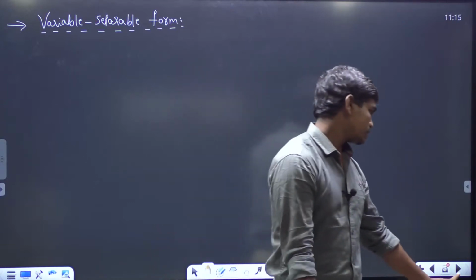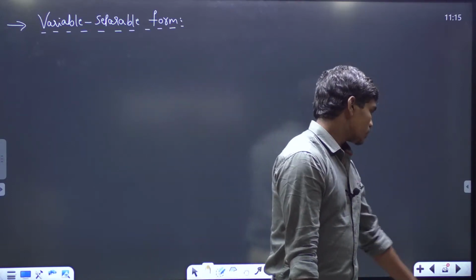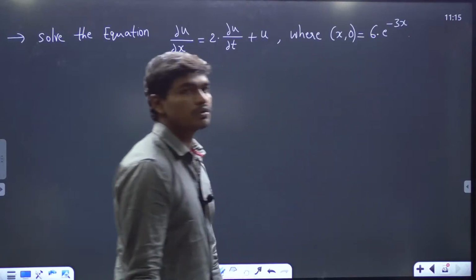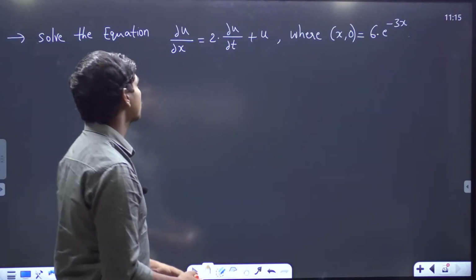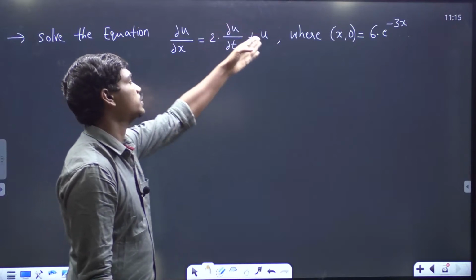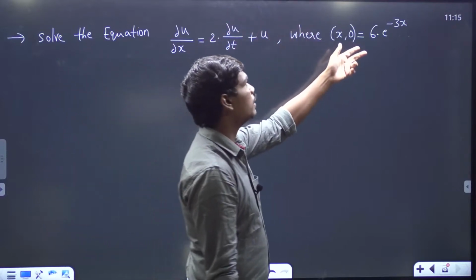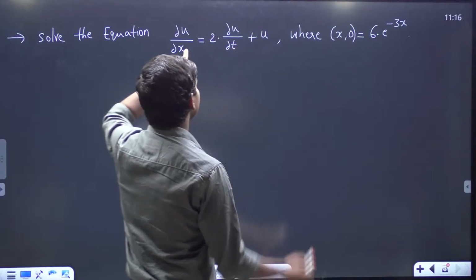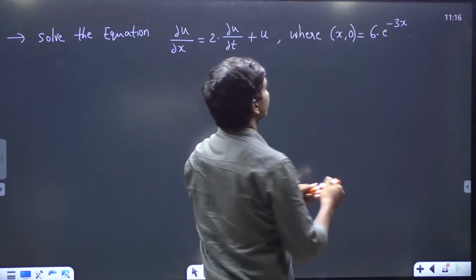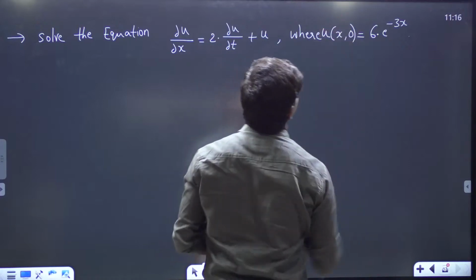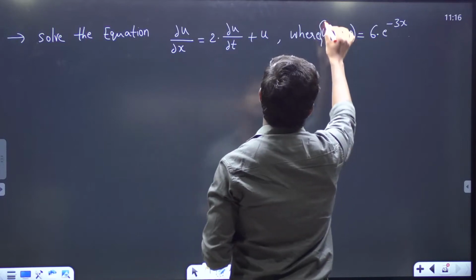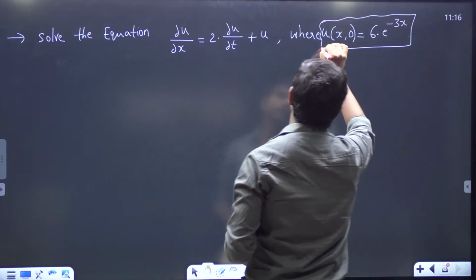So see here, this is the example that I want you to know. The equation is of the form dou u by dou x is equal to 2 into dou u by dou t plus u, where u is some function of x comma t, because the partial derivatives are with respect to x and with respect to t. And it's given that u of x comma 0 is equal to 6 into e power minus 3x. This is the initial condition that was given to us to find any constants.